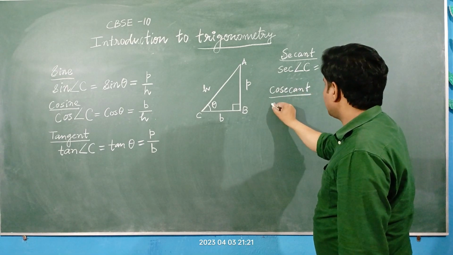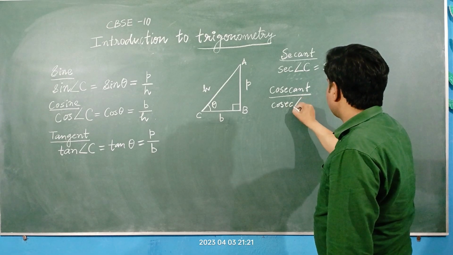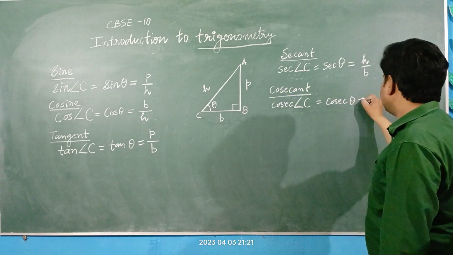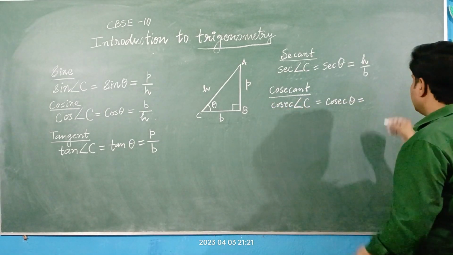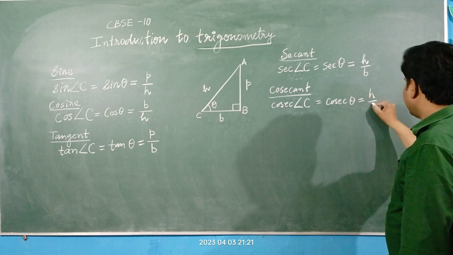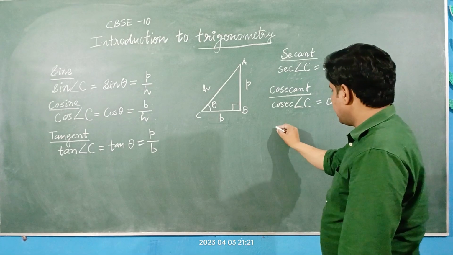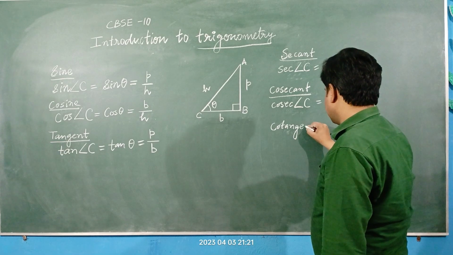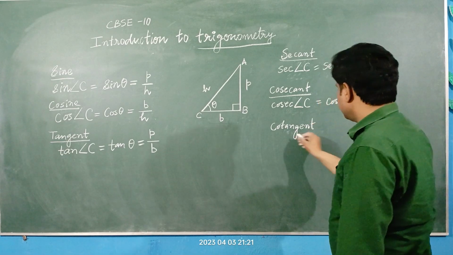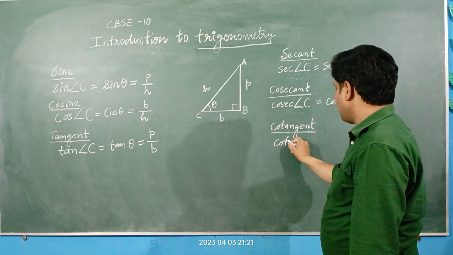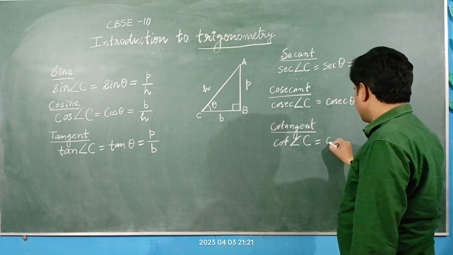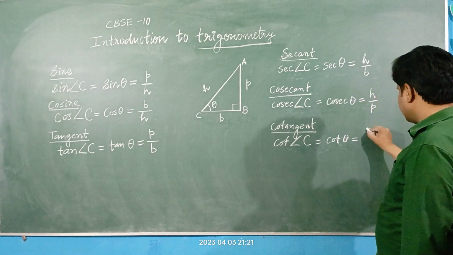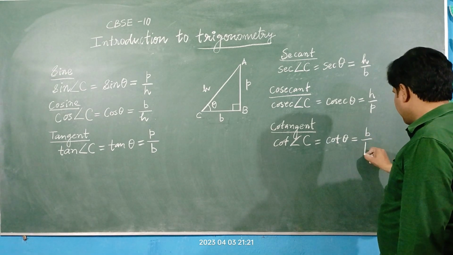So cosecant, in short we write as cosec of angle C. We can name it as cosec theta, and this is the reciprocal of sine. So it is h upon p. And last, that is cotangent. These are all the reciprocals of each other. Cotangent, in short we write as cot of angle C. You can also call it cot theta. This is the reciprocal of tangent, so we can write it as b upon p.